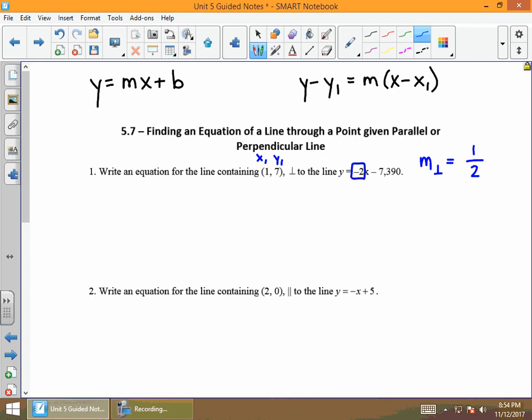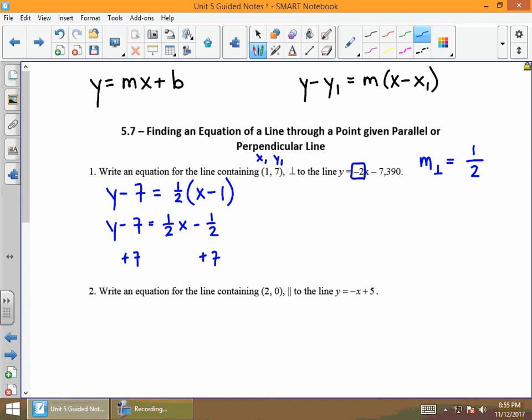And now I just write the equation of the line. y minus y1, in this case y1 is 7, is equal to the slope 1/2 times x minus x1. In this case, that is a 1. So I will distribute. So y minus 7 equals 1/2 x minus 1/2. And then when I add 7 to both sides, the only thing that changes is that negative 1/2.